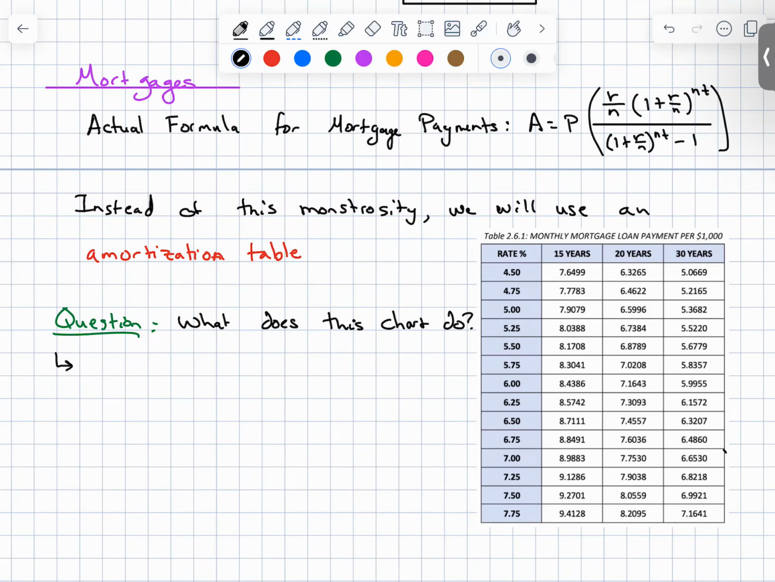But we can extrapolate this. There are bigger tables that do it every 0.1, but that would be a very, very big chart. So any problem on our homework and on an exam will always be one of these nice numbers, like 5.5% or 5.75. There will never be a situation where I ask you to do 5.8%.